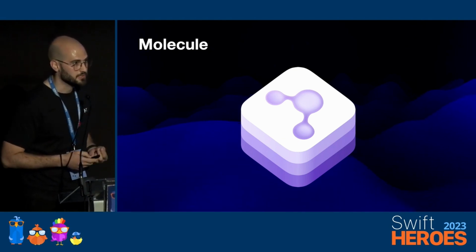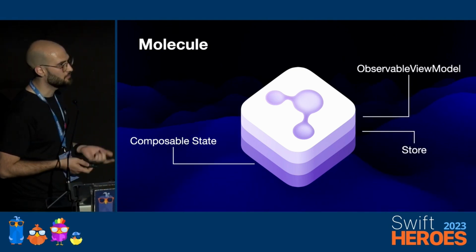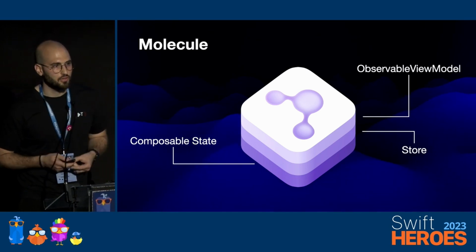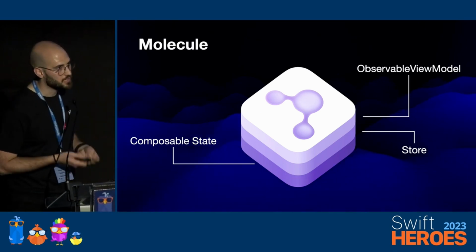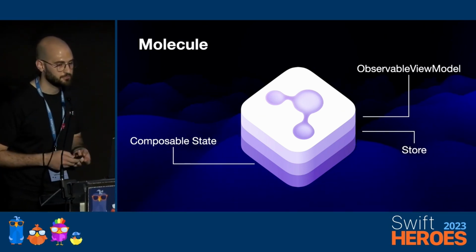Molecule is an architecture based on the Redux concept, made by three main parts that we like to call atoms: a composable state, the store, and the observable view model. I'm going to introduce them, and I'm also going to introduce some other parts of this architecture that in our opinion are essential too.